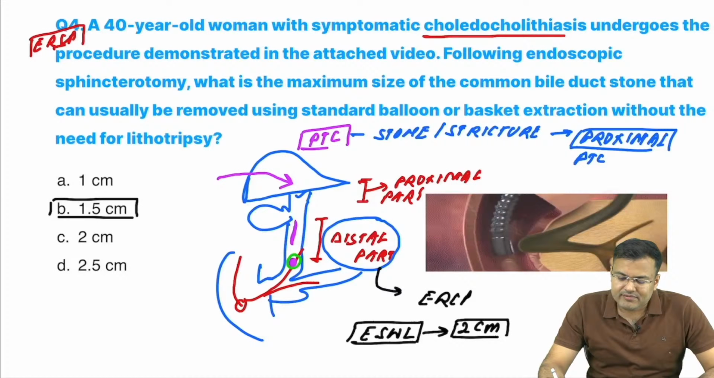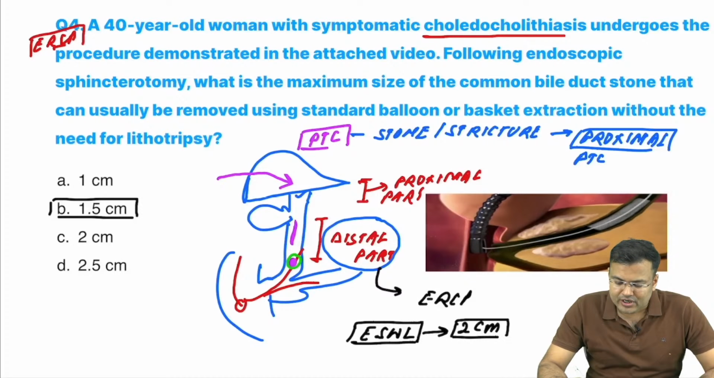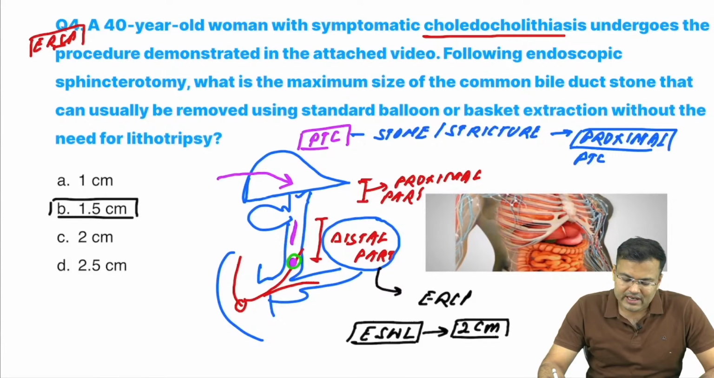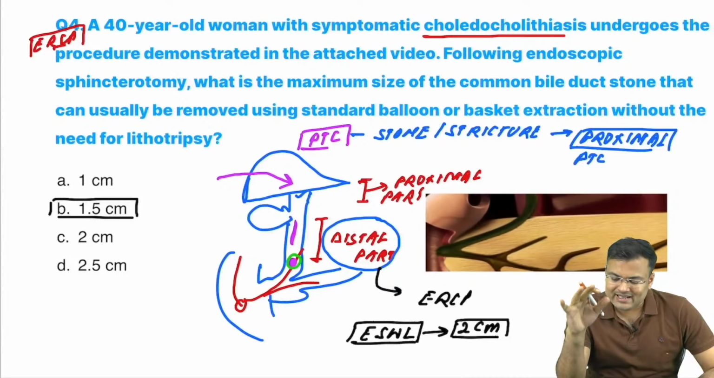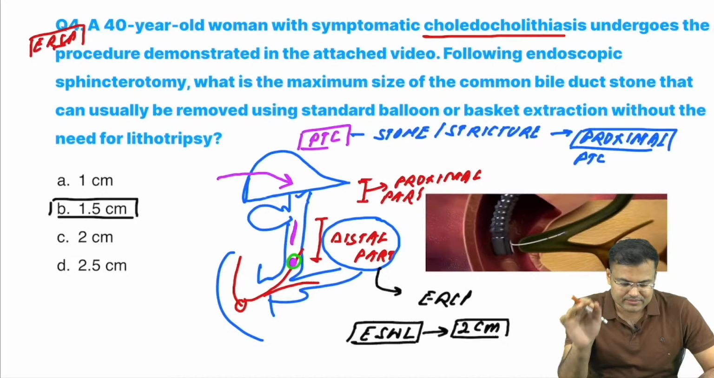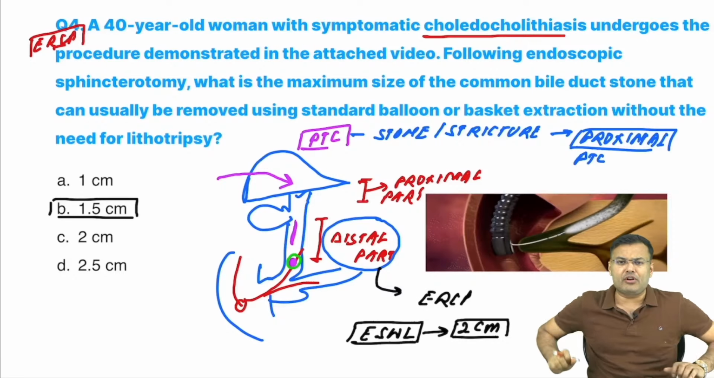Demonstrated in the attached video following endoscopic sphincterotomy. What is the maximum size of CBD stone that can be removed using standard balloon or basket extraction without the need of lithotripsy? That is 1.5. So, question for all of you.